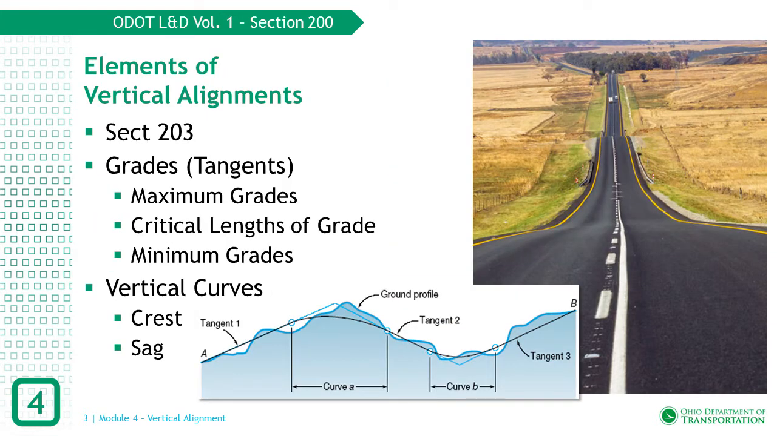As discussed in L&D Volume 1, Section 200, there are several elements of vertical alignments. Tangent grades are the straight lengths of an alignment. Vertical curves are used to connect tangents. This module will go into these elements in greater detail.